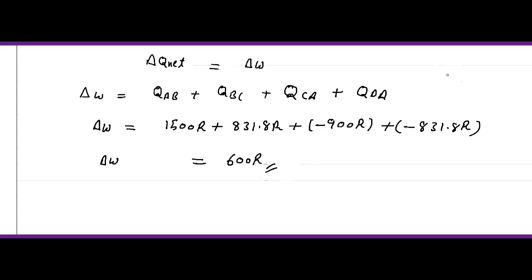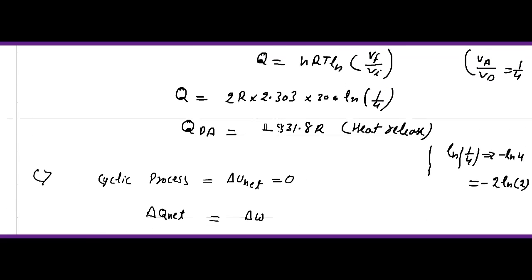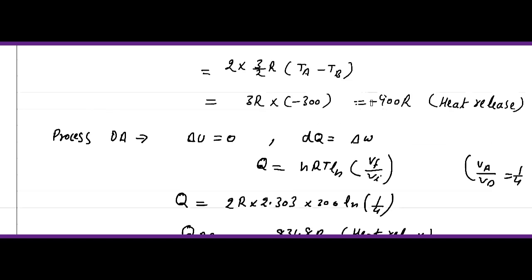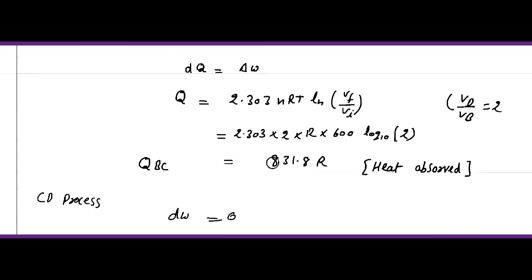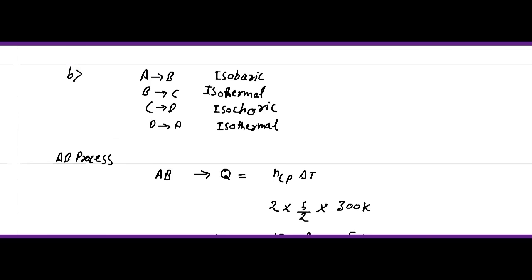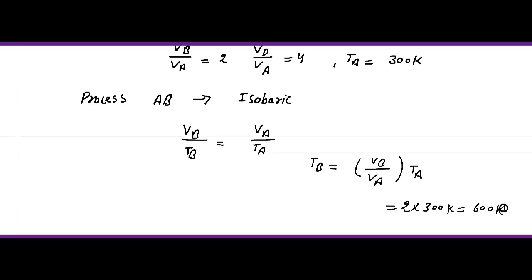So this is the solution. So here we find that in process DA the heat is released, and also the heat is released in process CD, and the heat is absorbed in case of BC, and in case of the AB process this is also heat absorbed. The temperature of the gas at point B is 600. So this is the solution to this question, guys. Thank you.